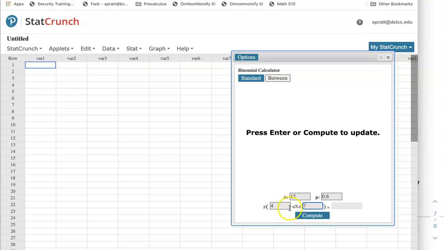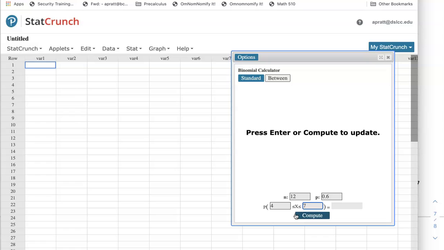Now, there is one thing that I need to warn you. The between option on StatCrunch only lets you do less than or equal to. If you don't want to include that number, then on the lower side, you would need to add up. So if you didn't want to include 4, you would start at 5. And if you don't want to include the upper value, you would subtract. And so if you didn't want to include 7, you would start at 6.